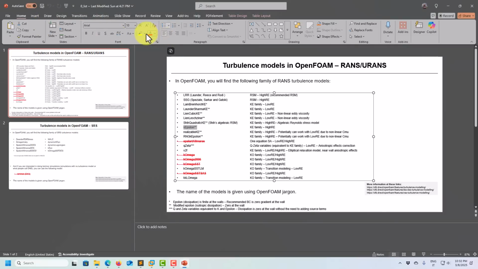By the way, I forgot to cross the models, so let's go here and cross this one. So K-Epsilon, perfect, we covered this model. So another model down. Then Realizable, also covered, and RNG, Realizable. Okay, so now we will focus on the other models.